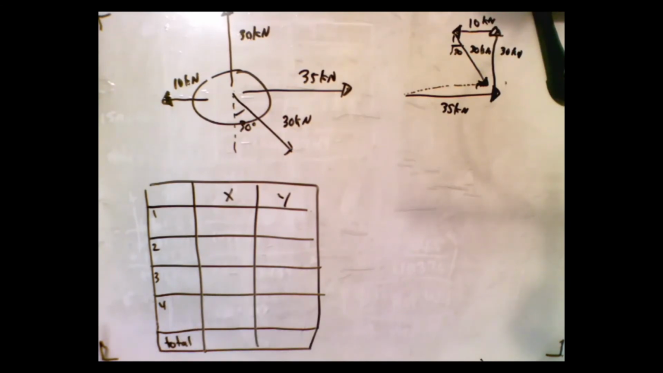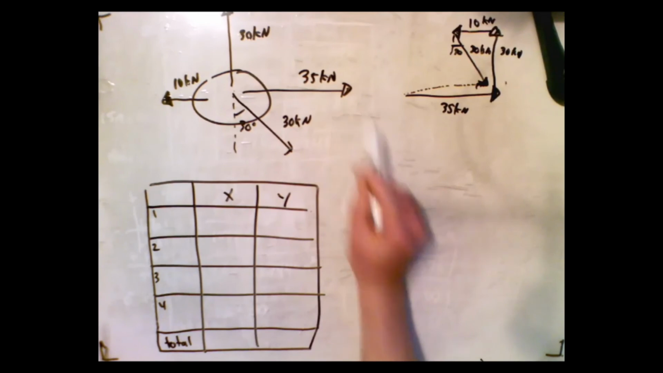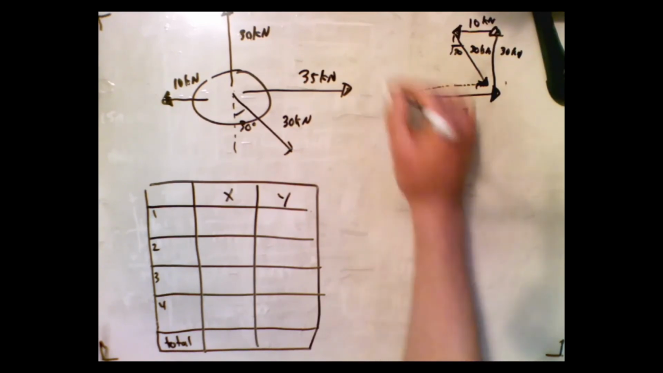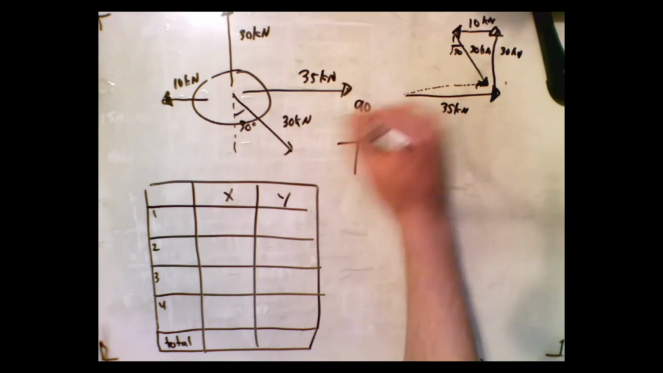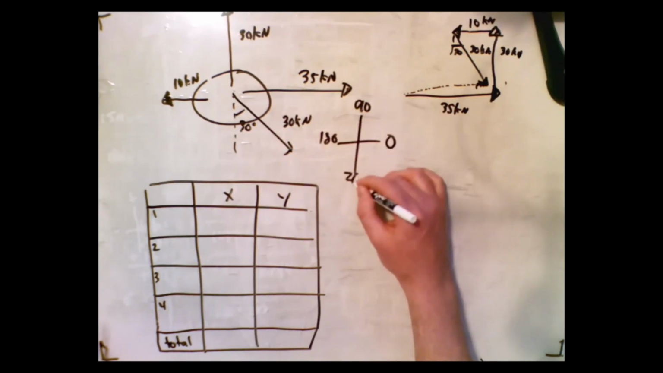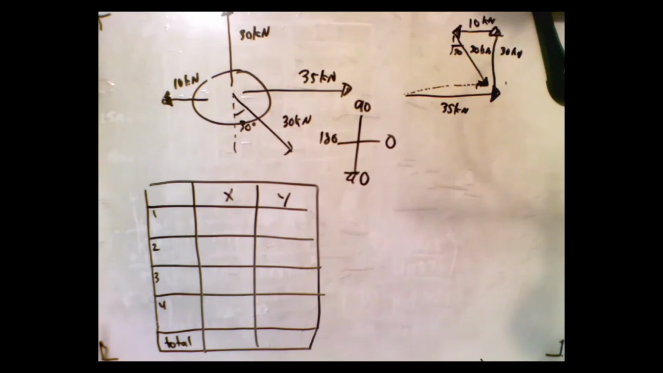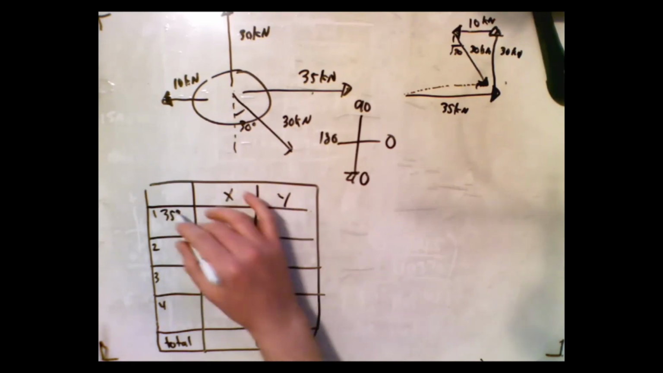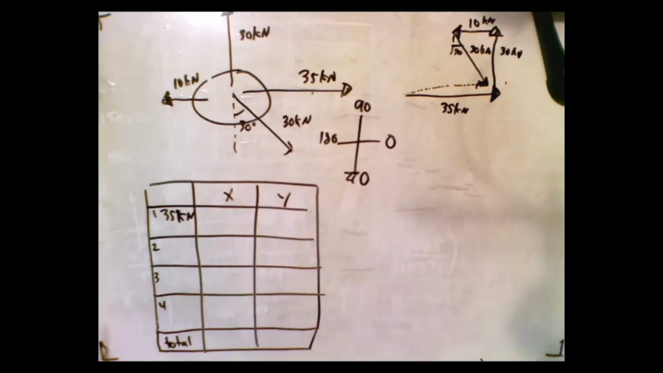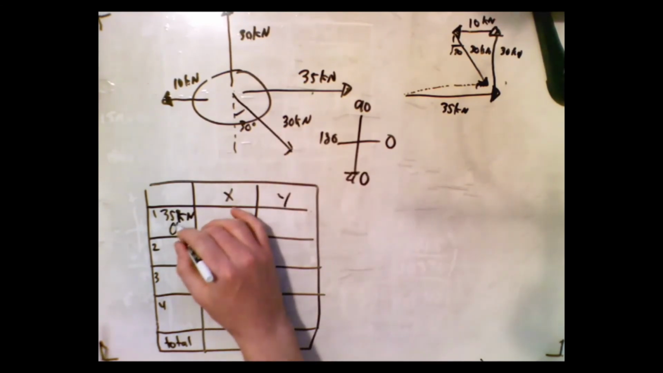Okay, so I'll just do it in this order. And the angles are pretty easy because we have to make those angles in RCS, but this is 0, 90, 180, and 270 degrees. So this one's going straight east. So this is going to be 35 kilonewtons. We can keep it in kilonewtons as long as they're all the same. And it's going straight east, so this is going to be 0 degrees.